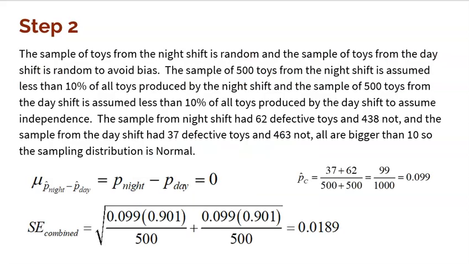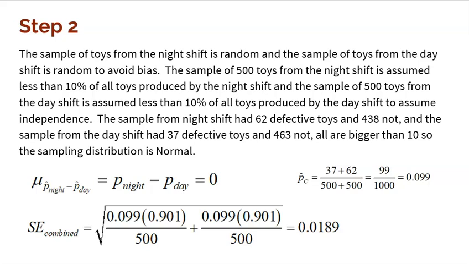All right, now comes step 2, the fun part. Got to make sure that everything is random to avoid bias. Got to make sure that each sample is under 10%. Now, I don't know that for sure. I don't know how many toys this company produces. So I'm just going to have to use the word assume. I assume that 500 from each shift is under 10% from each shift so that we can assume independence.